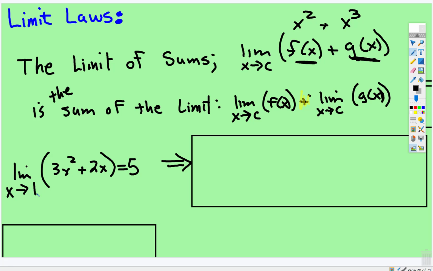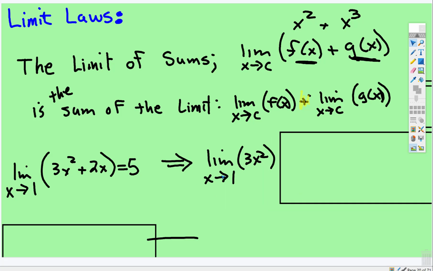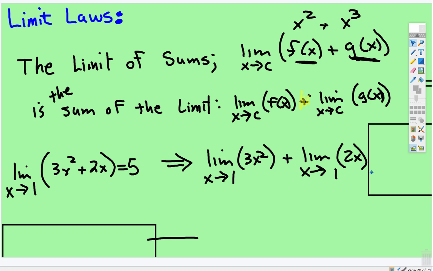So for example, if you have the limit as x approaches 1, 3x squared plus 2x, because it's a polynomial, you can use direct substitution. You substitute in 1 for both of those and you get 5. So this is the limit of the sums. The sum of the limits would say, you take the limit as x approaches 1 of 3x squared, which is 3, plus the limit as x approaches 1, 2x, which is 2. Add those together, you get 5.